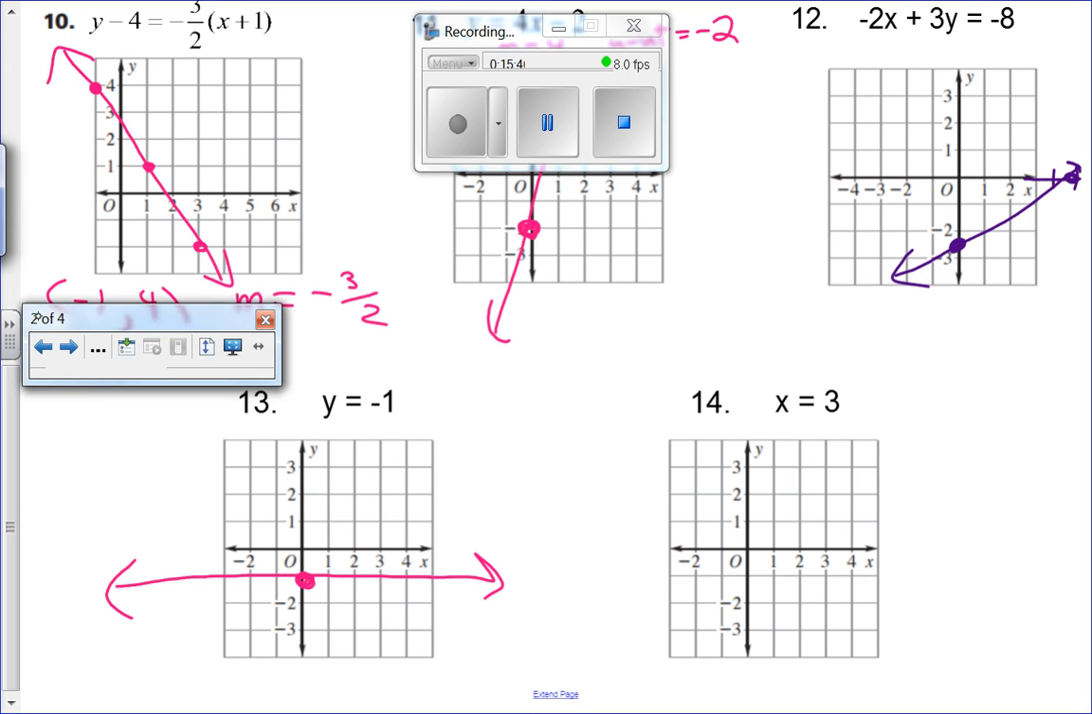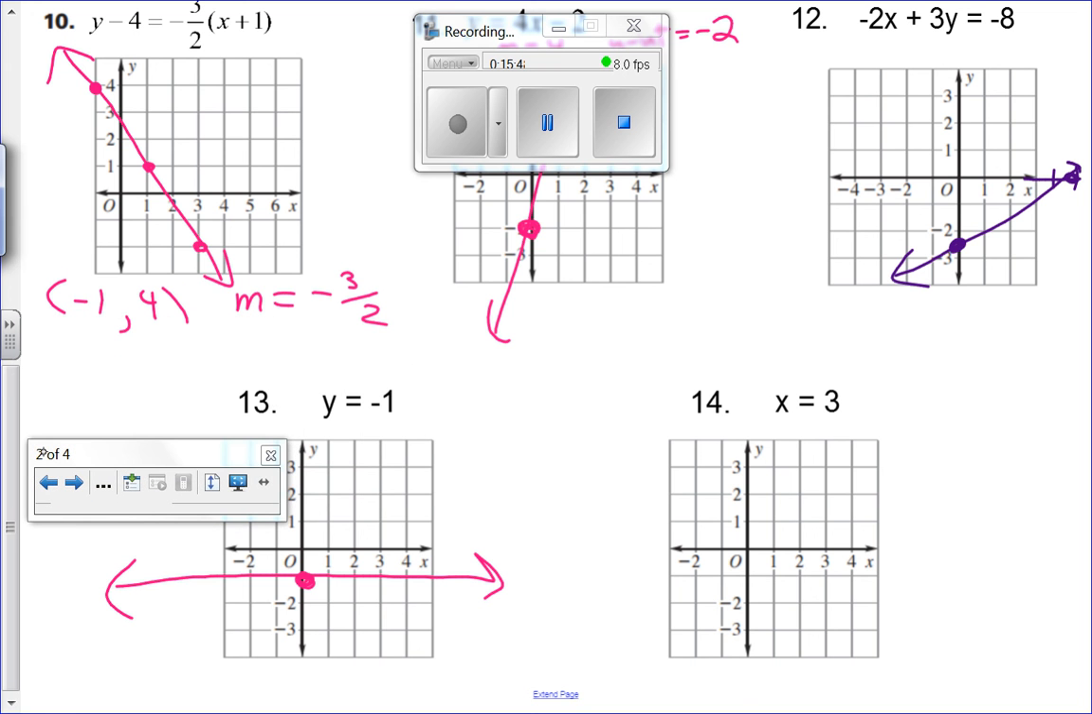And finally, number 14. How do I do it? Brad. On the x, go to 3 on the x-axis. And then put the line going down.